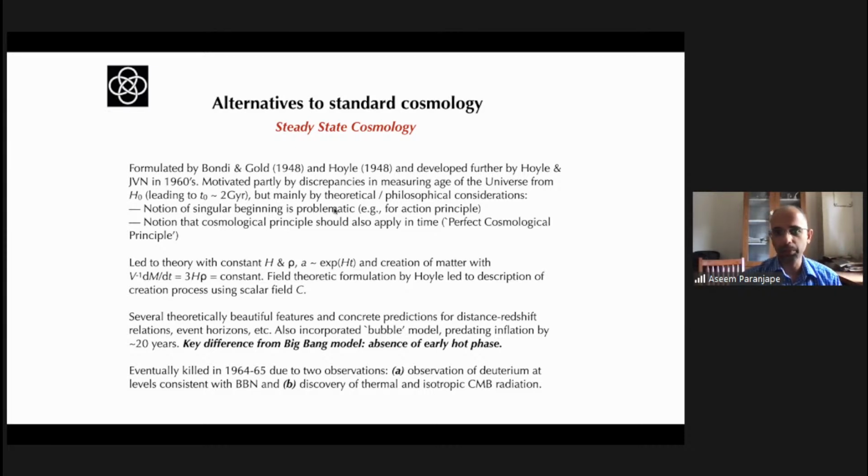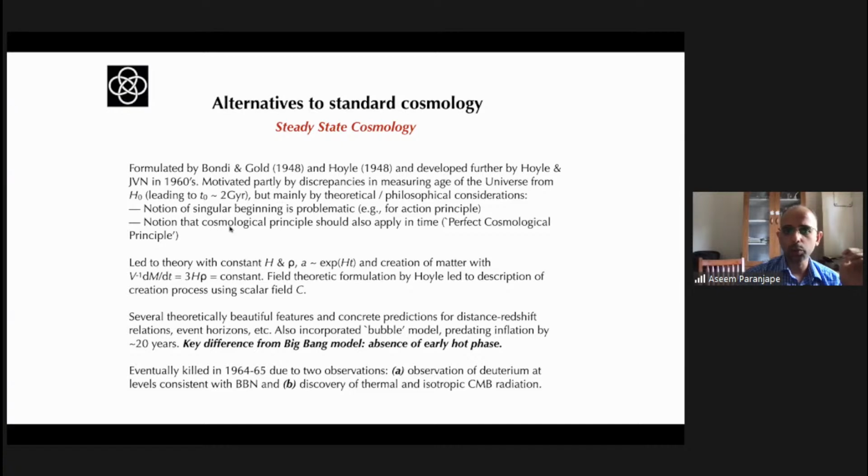You cannot set up an action principle if I have a singular beginning. Then the other thing was that in the standard cosmology, one invokes a cosmological principle, which basically says that we are not special observers in space. And that is what allows you to say that the CMB that you see around you should be isotropic. Okay. And the fact that you are seeing an isotropic CMB should not be unique to you because you're not a special observer. So any observer anywhere in the universe should be seeing an isotropic CMB. And then there is a theorem which tells you that if I take isotropy around one point and I demand that isotropy should be there at all points, I will get homogeneity as a consequence. So homogeneous and isotropic space comes out from this cosmological principle.